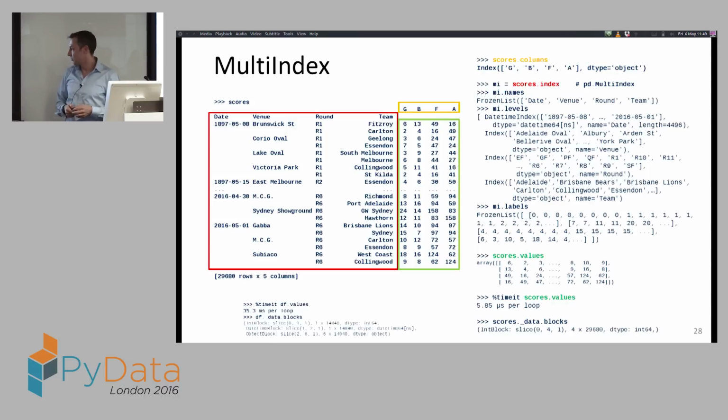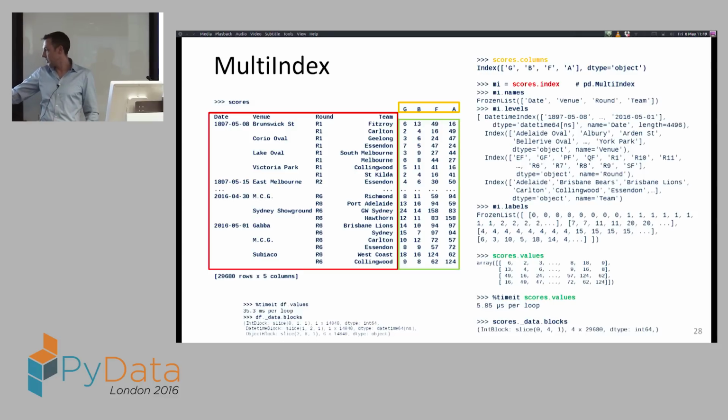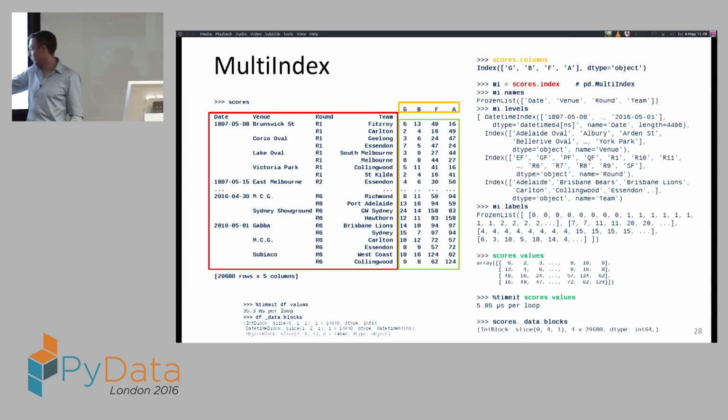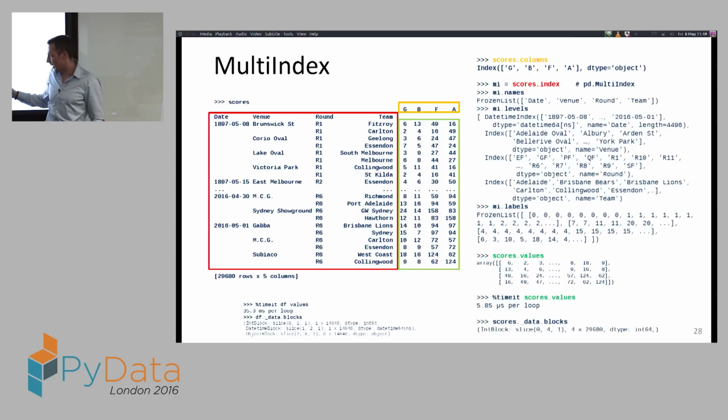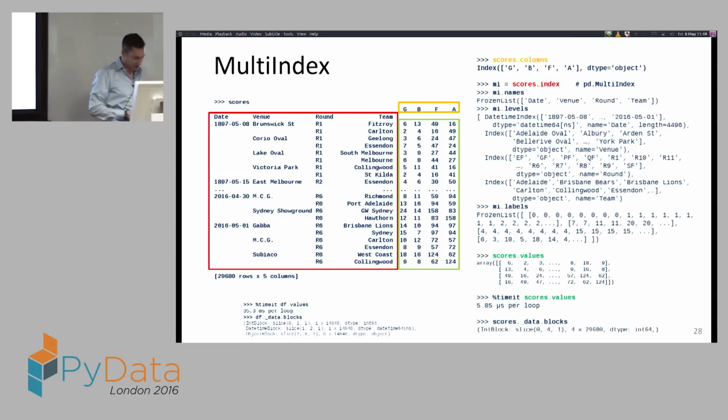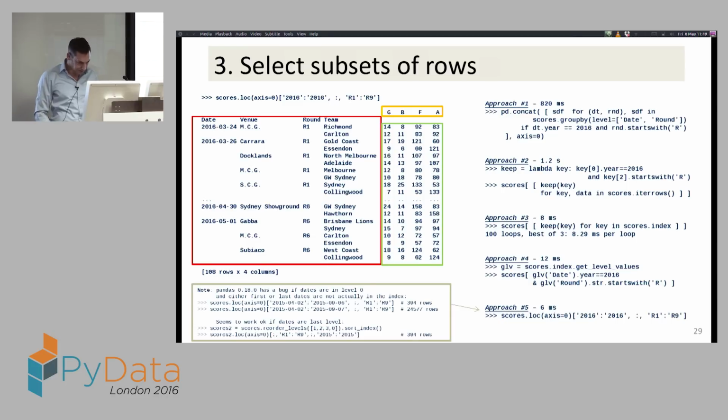You can use take functions to do that. Getting the values for this is really quick. This is 5 microseconds, and again, that's because this is a homogeneous numpy array. There's no block magic involved, so it's not like taking 35 milliseconds that we had in the example before.